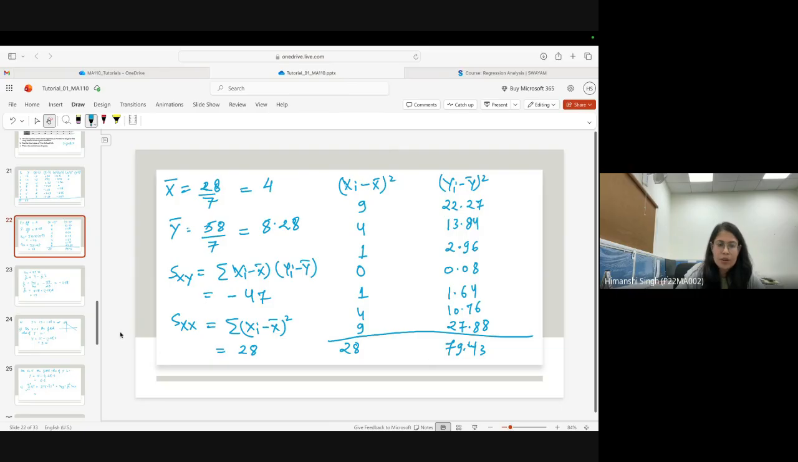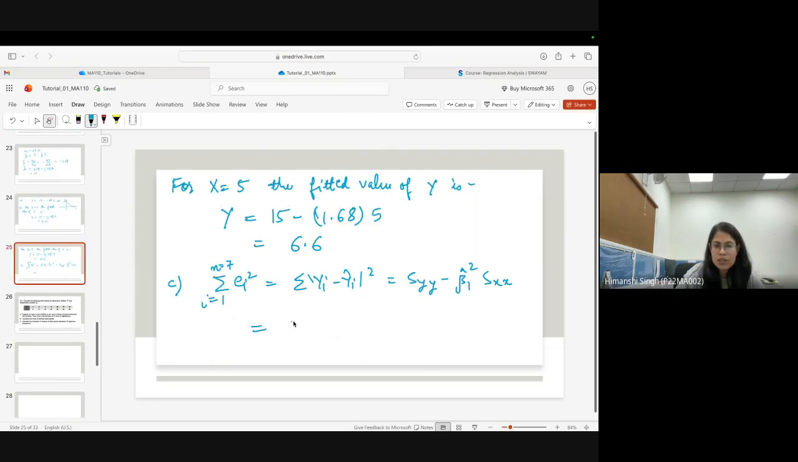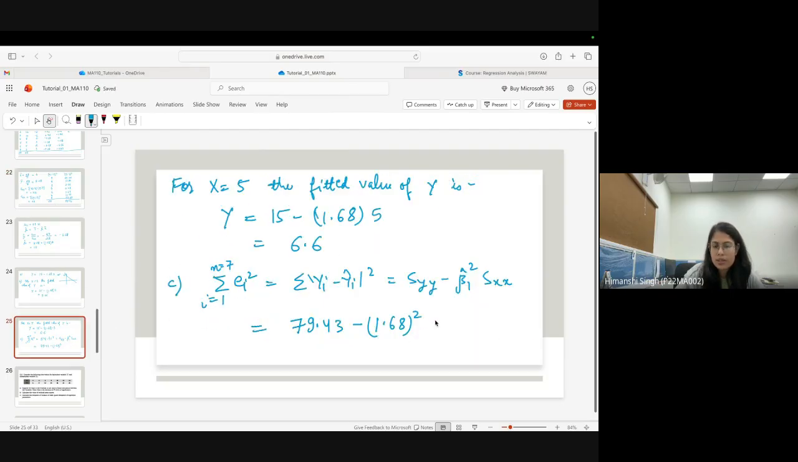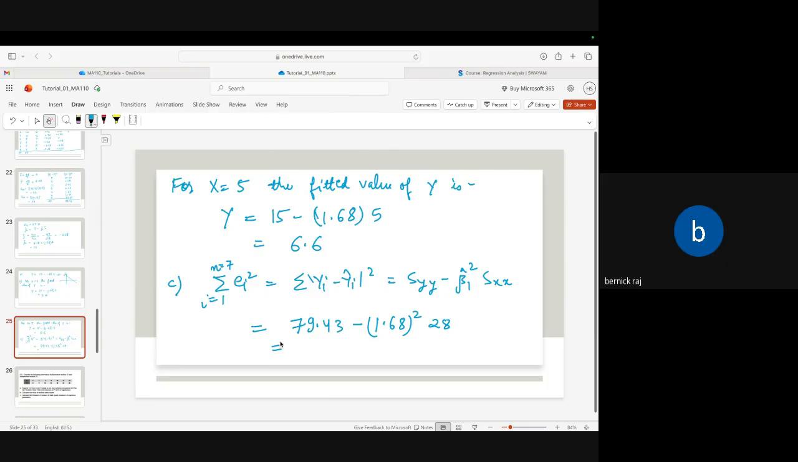Syy is 79.43, so it is 79.43 minus beta 1 hat, which was 1.68, so 1.68 whole square, and Sxx is 28. So what will this value be? It is 0.40. This is the residual sum of squares.